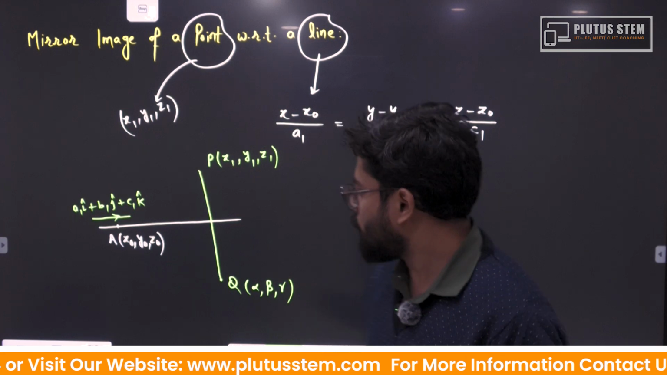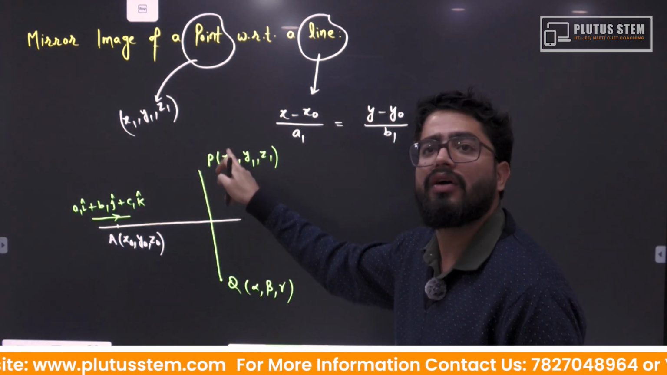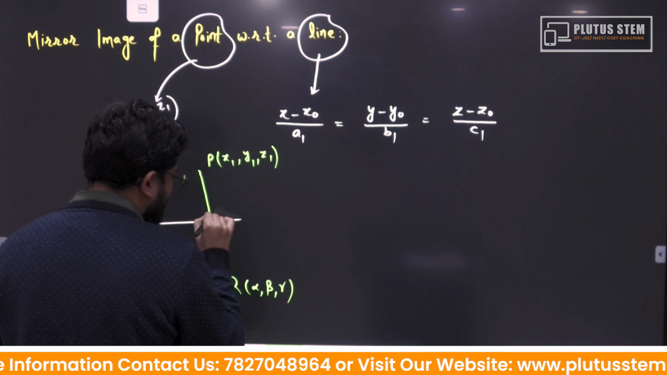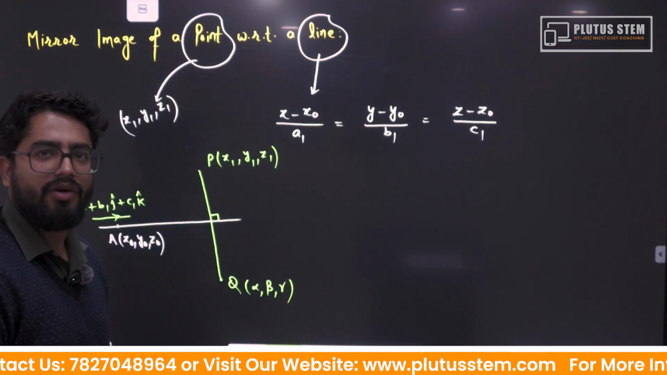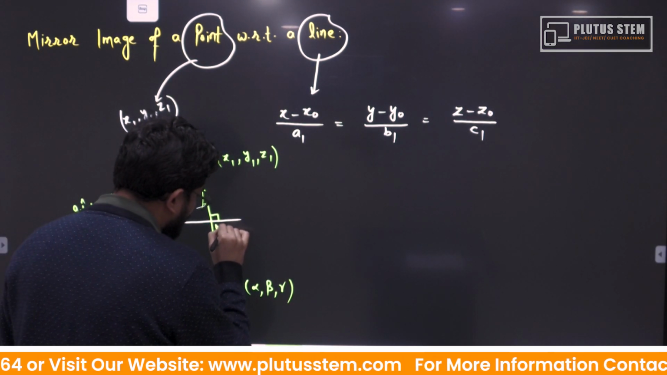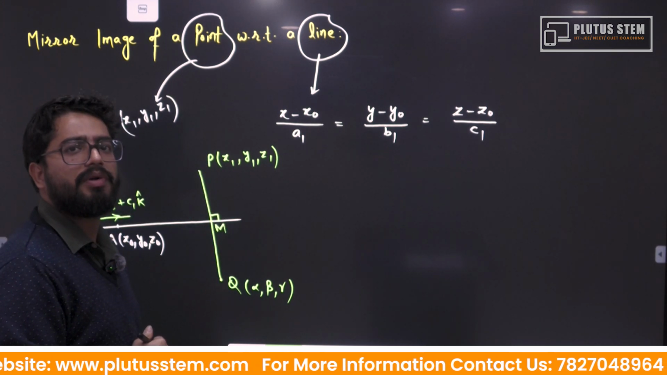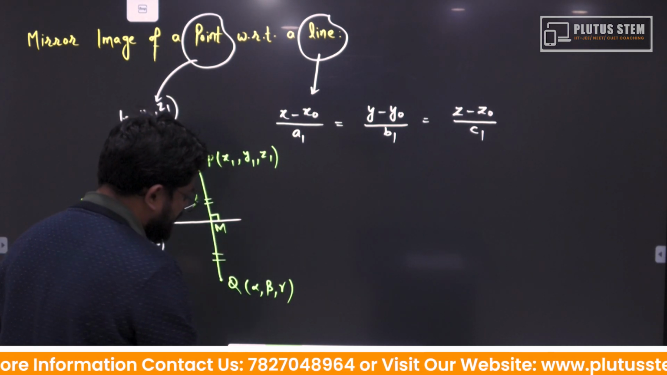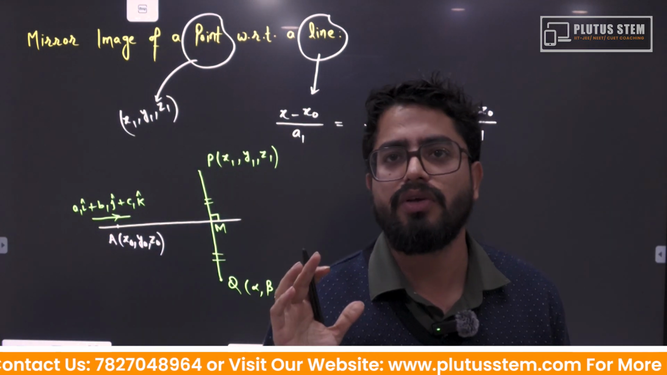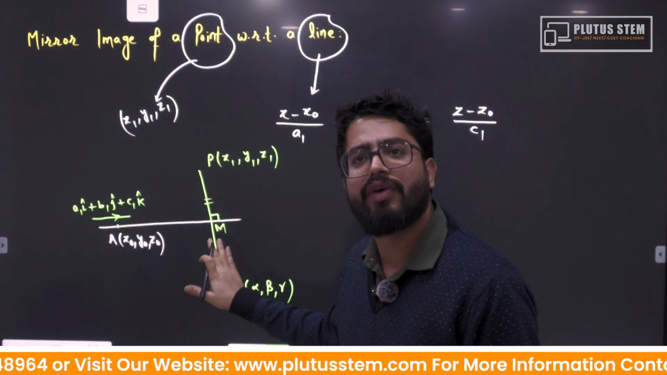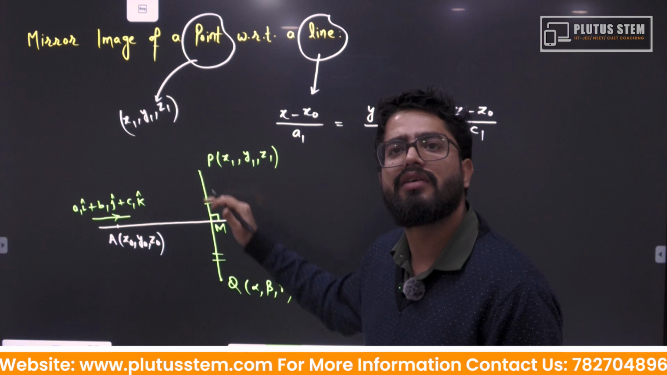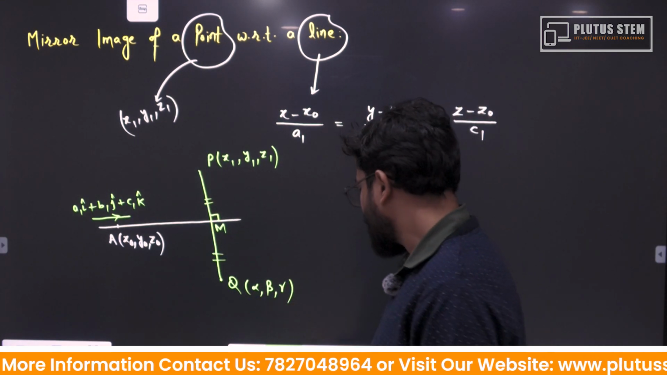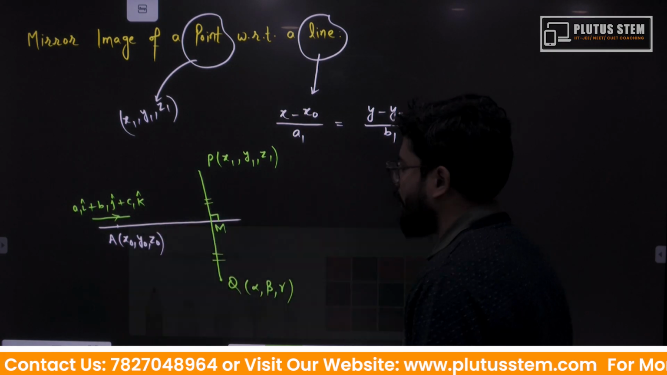When you join P and Q, your object and your image, this line is perpendicular to your given line. Let's say the foot of the perpendicular, when you draw it from P, is some M. One more property we know is that PM is equal to MQ. So if we have the coordinates of M, we can use the formula and find the value of Q. So how can we find the coordinates of M now?